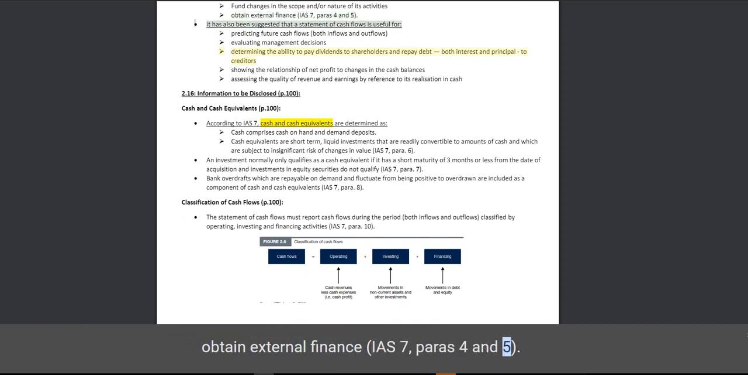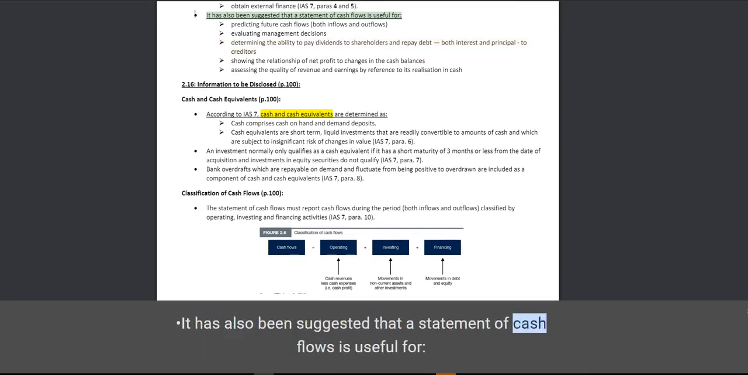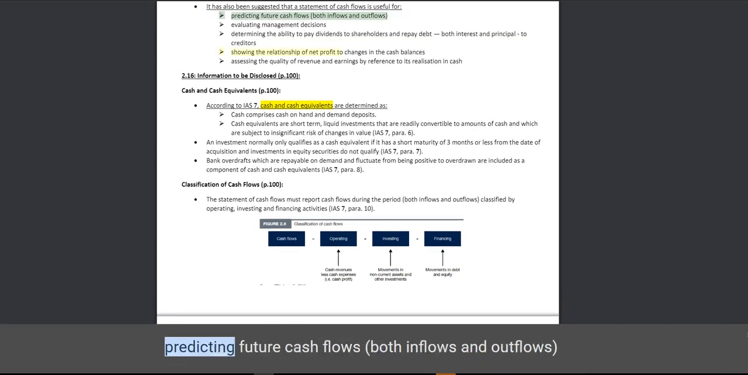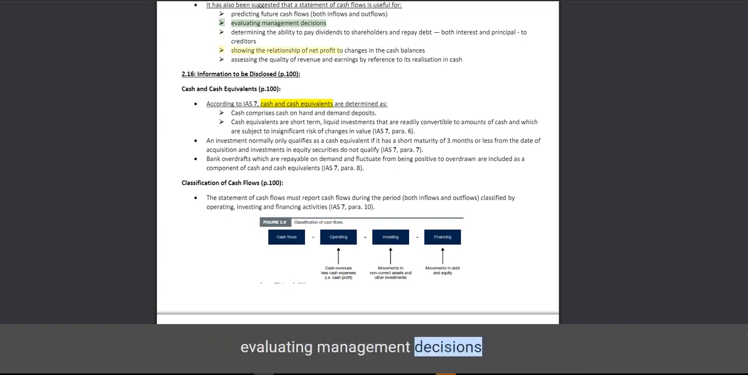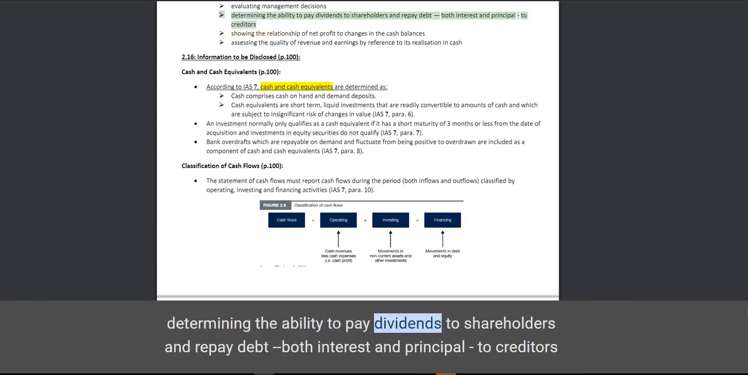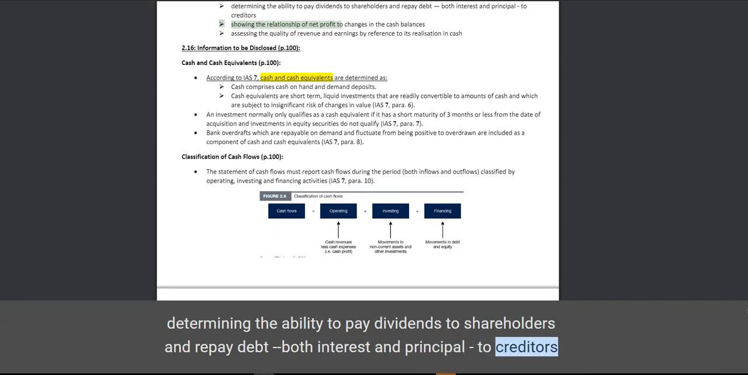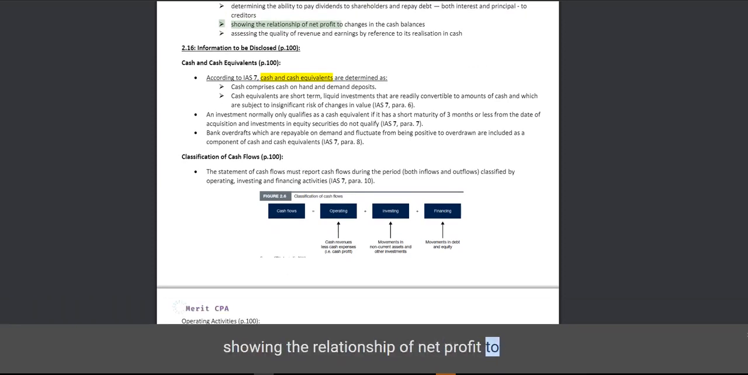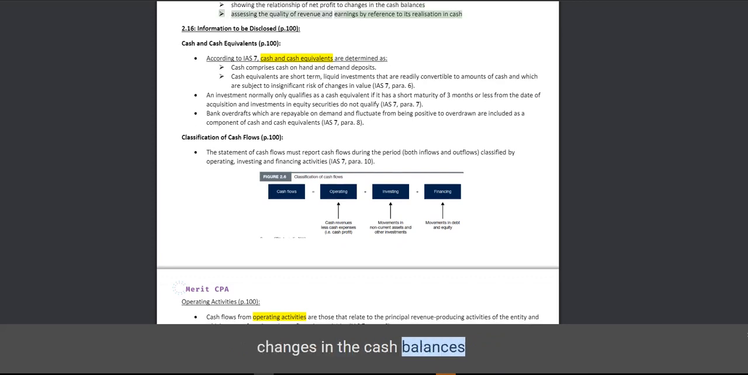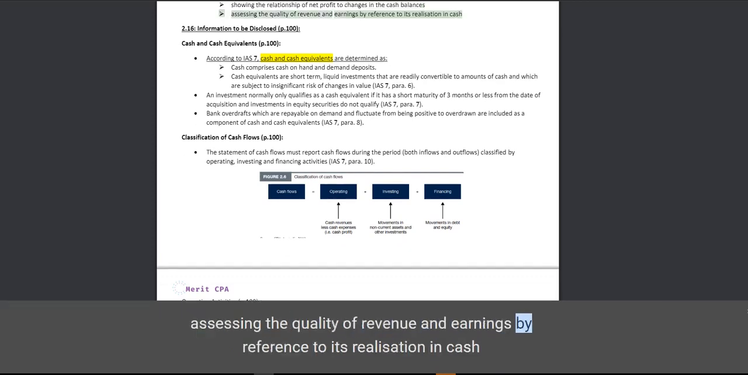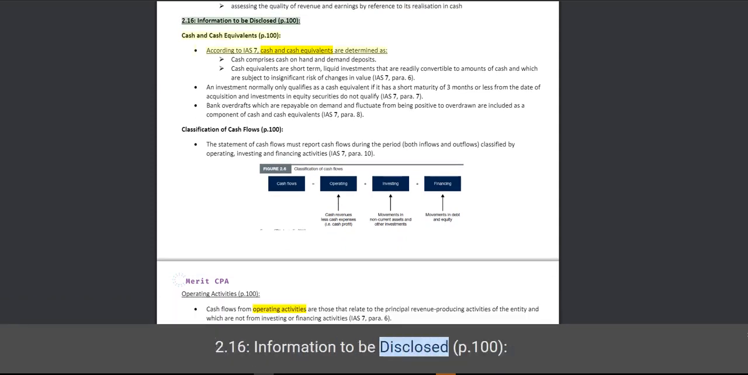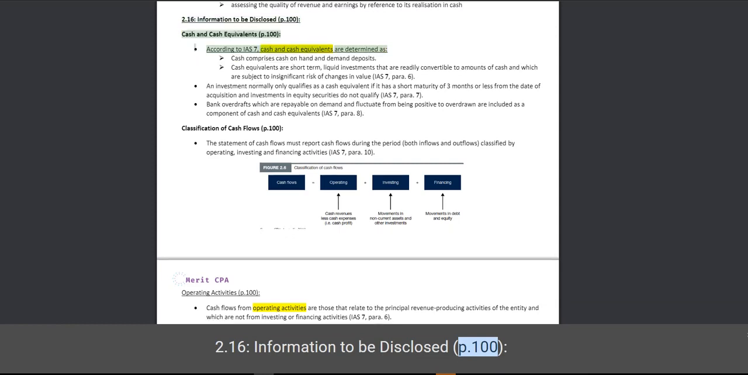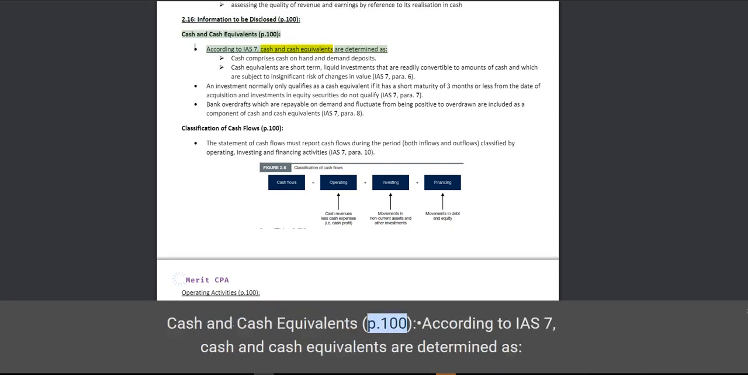It has also been suggested that a statement of cash flows is useful for predicting future cash flows, both inflows and outflows, evaluating management decisions, determining the ability to pay dividends to shareholders and repay debt, both interest and principal, to creditors, showing the relationship of net profit to changes in the cash balances, and assessing the quality of revenue and earnings by reference to its realization in cash. 2.16 Information to be disclosed, P.100. Cash and cash equivalents, P.100.